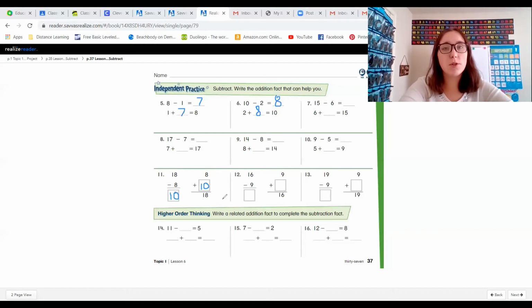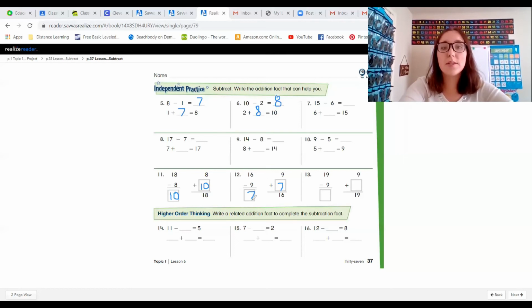Okay, I want you to do number 12. So pause the video and go do number 12 by yourself, and then come back after you're done and we'll check your work. We have 16 minus 9 equals something. And our related addition fact is 9 plus something equals 16. Well, we know that 9 plus what equals 16? 7. 9 plus 7 equals 16, which means 16 minus 9 equals 7.